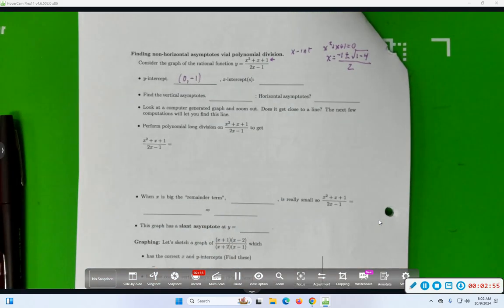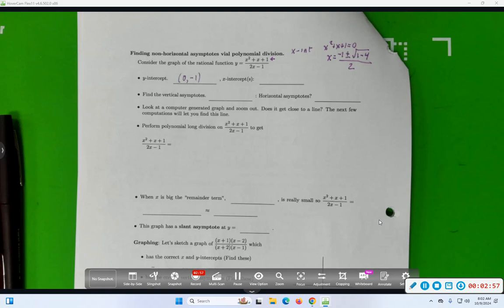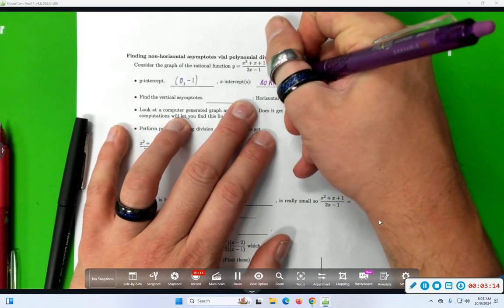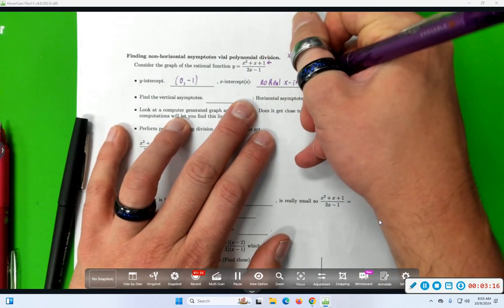What can you tell me about what's written there? They're imaginary. Well, they're complex, right? Imaginary means they have 0 real part. But still, the point stands: they're not things we're going to see on a real graph anyway. No real x-intercepts.